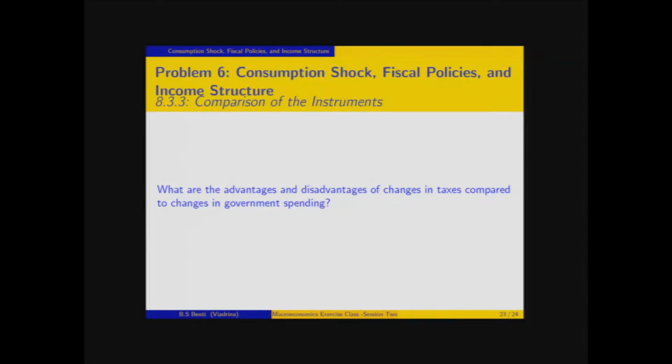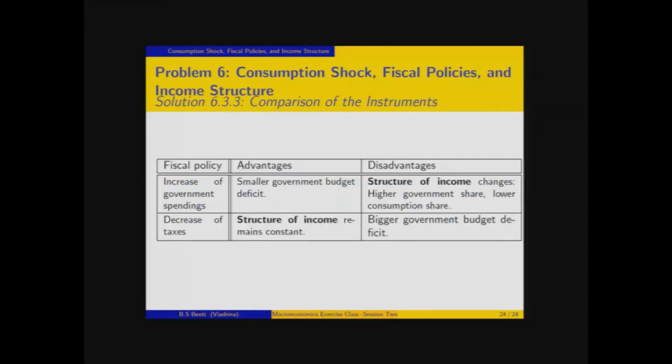The final exercise in this session is comparison of the instruments. What are the advantages and disadvantages of tax and government spending when they are both changing? For that, we have this table as a solution. The first scenario, or scenario C, was increase of government spending, and the basic advantage that we can see is the smaller budget deficit that is secured from the increased government expenditure. But the disadvantage here is the structure of income change, higher government share and lower consumption share.